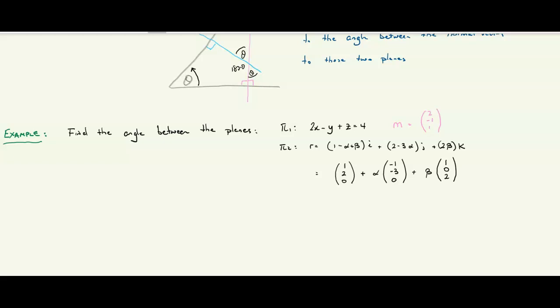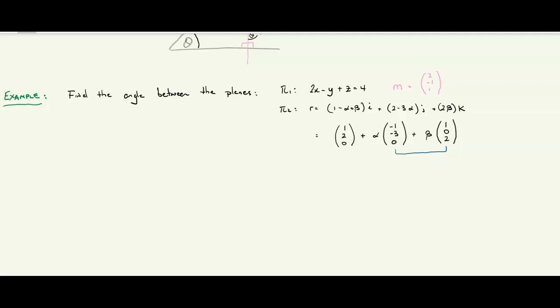So from this I can say that I've got two known vectors on my plane pi2, and so now what do I do with those? Well, I cross product them to get a normal vector to the plane pi2. So to find the normal vector to pi2, what we do is take -1, -3, 0 and cross it with 1, 0, 2.